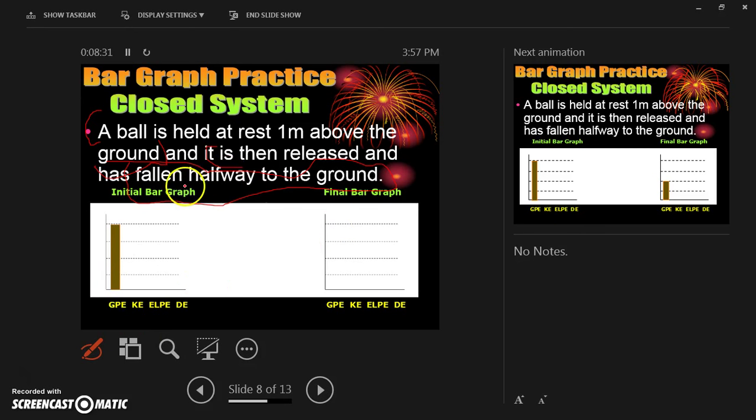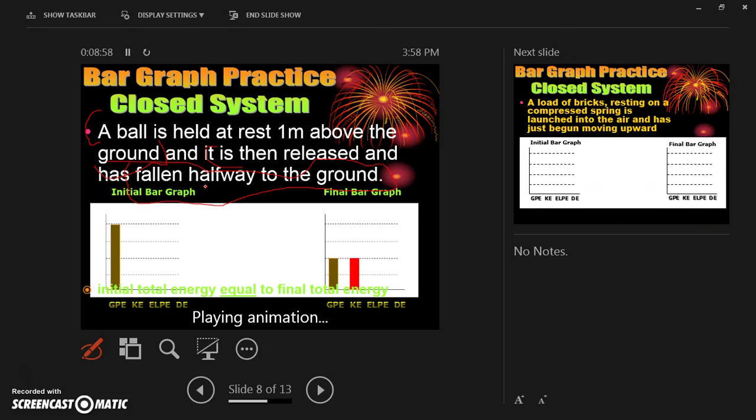It's released, and since it's fallen halfway to the ground, if you lose half your height, you should expect to lose half of your GPE. Sketch that in. And since the GPE has decreased, that must mean that in this closed system, something else increased. As expected, falling objects do decrease height, but as they fall, they will increase speed. So there is the rest of your energy. The initial total energy does indeed equal the final total energy in this closed system. So there's your first bar graph.